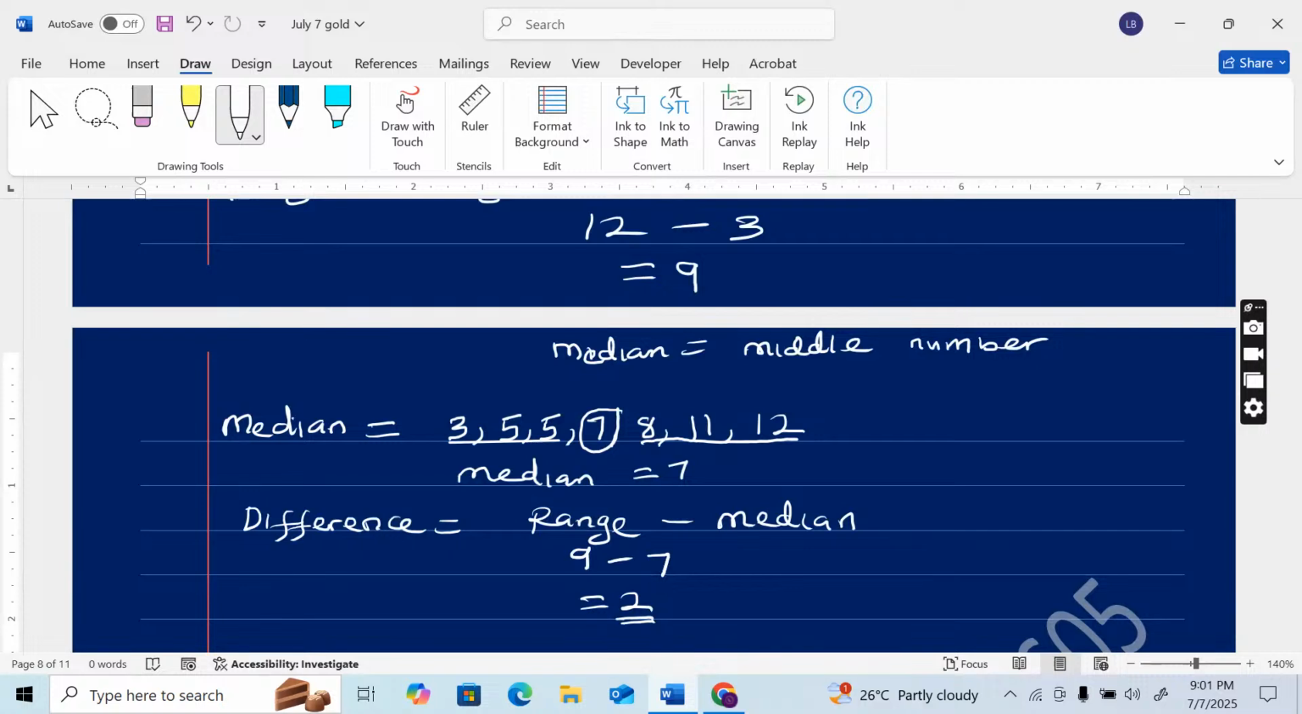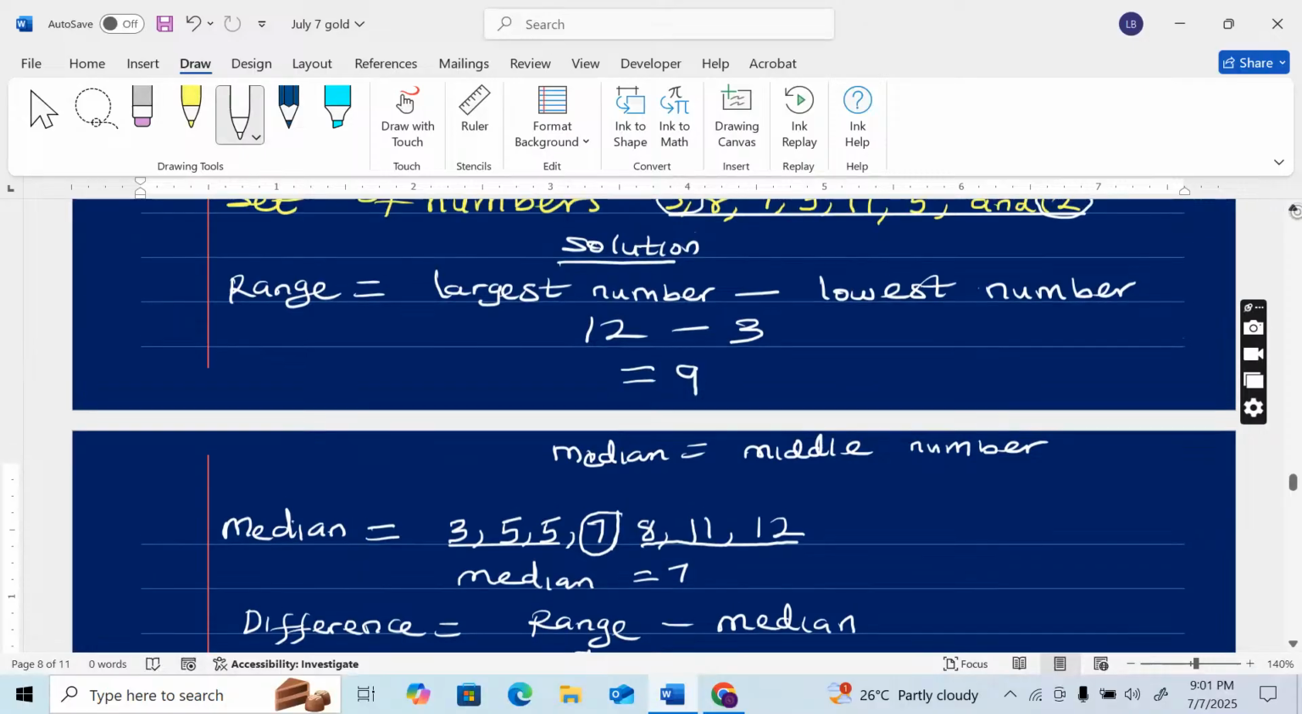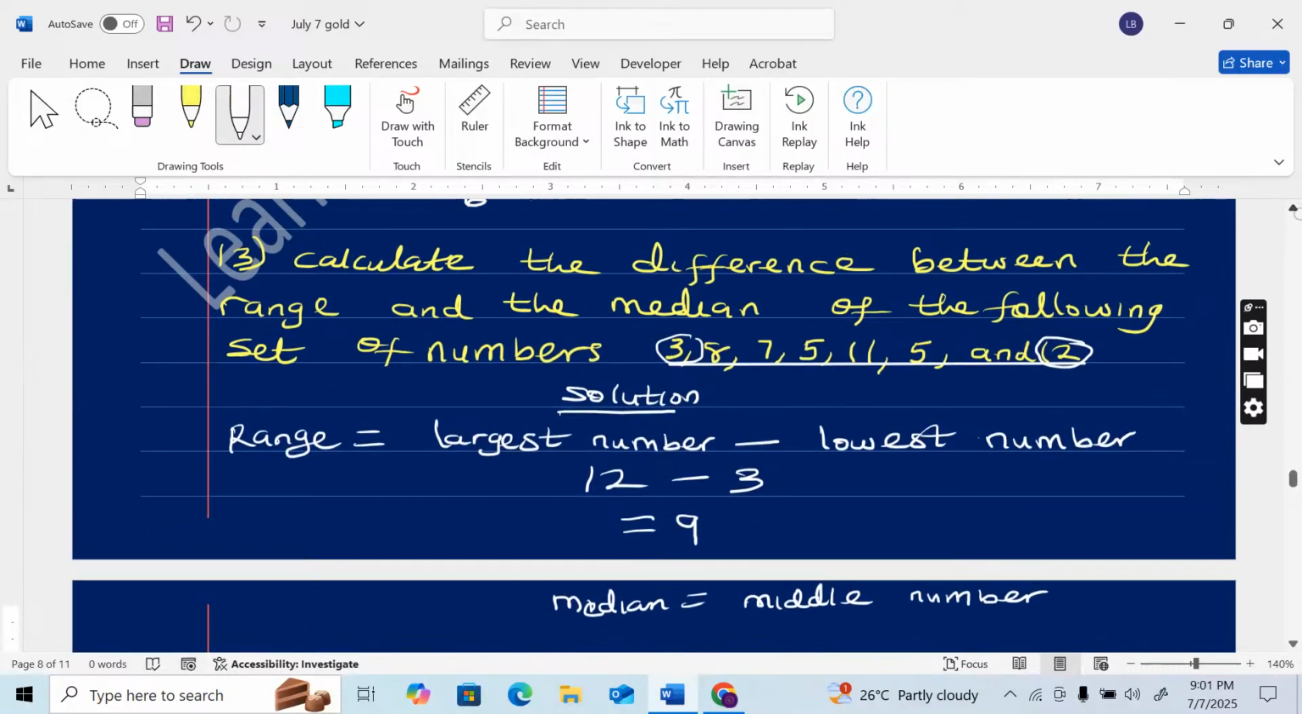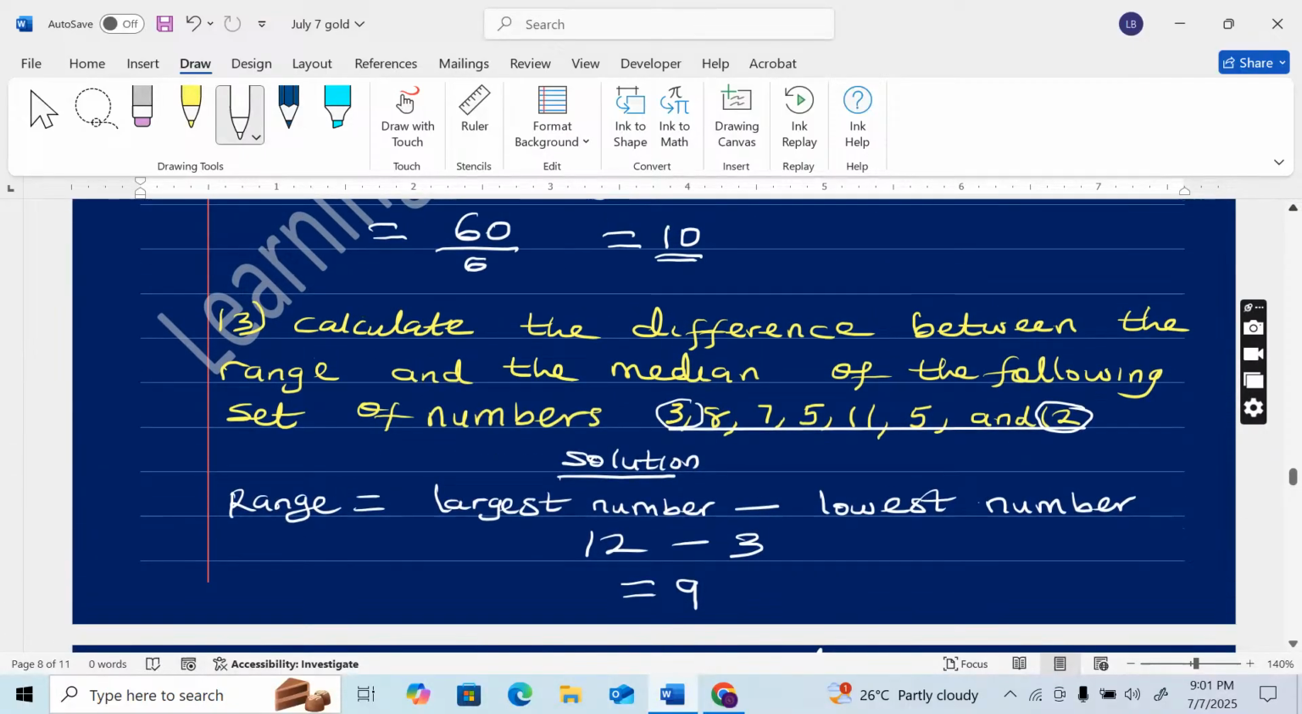Write what is on my screen. If you are done, type done in the chat. Type done, please. I don't want any other chats in this class.